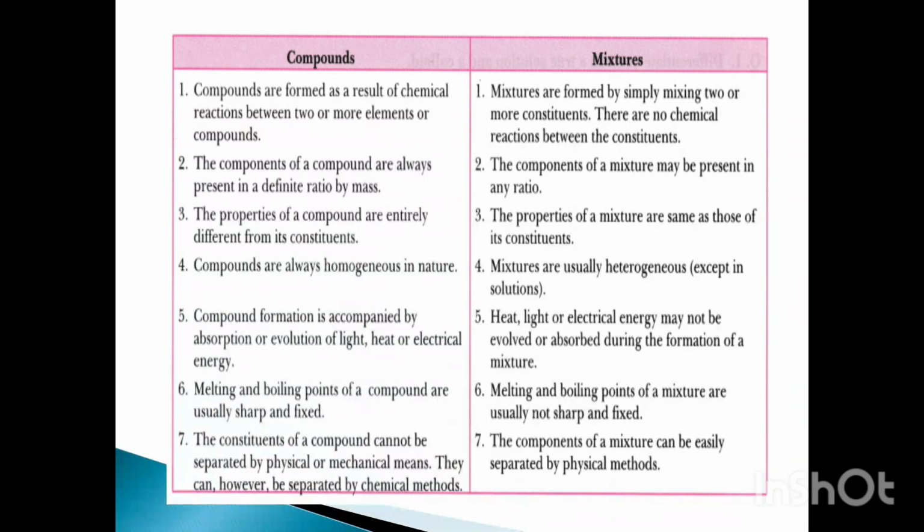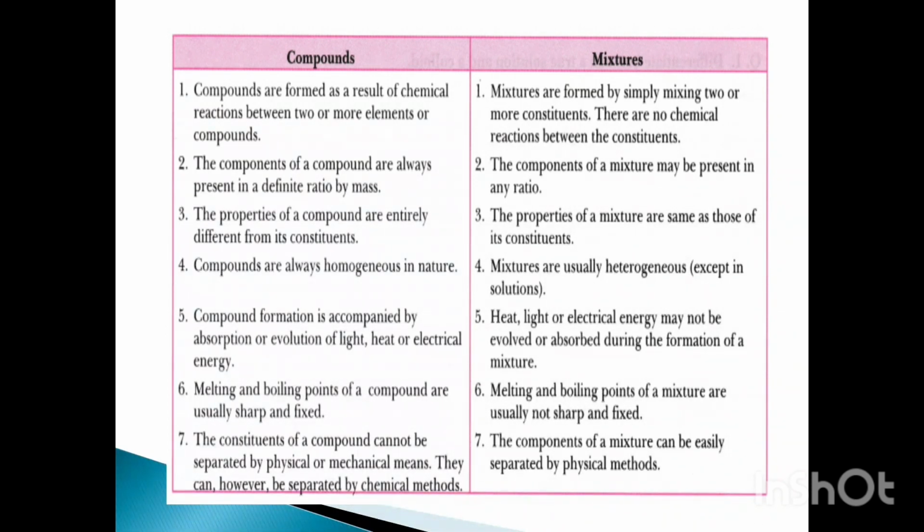So, next, differences between compounds and mixture. You would have learnt this in your ninth itself, just recall. Compounds are formed as a result of chemical reaction between two or more elements or compounds. Mixtures are formed by simply mixing two or more constituents. There is no chemical reaction between the constituents.